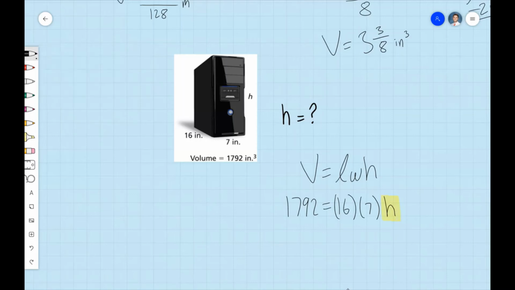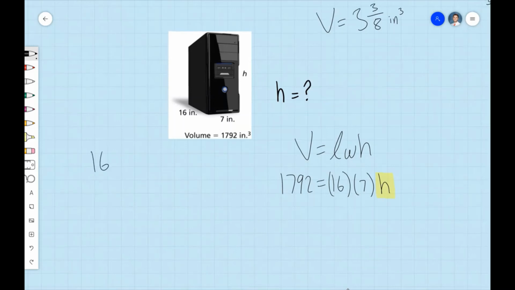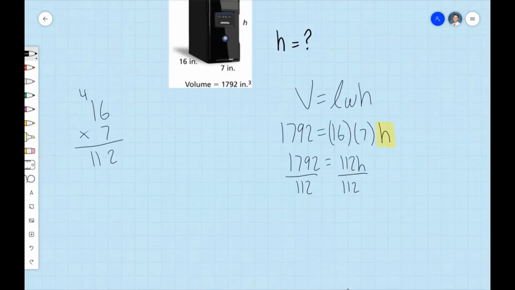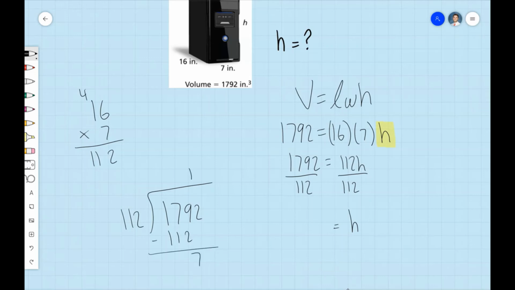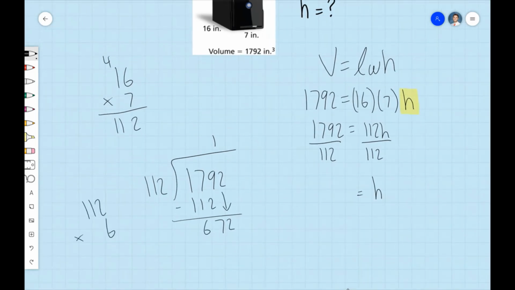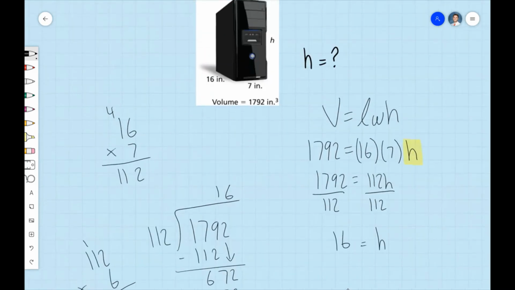So again, our goal is to isolate h so that we can solve. The first thing we can do is multiply 16 and 7 to simplify that. So 16 times 7 is 112. So now we know that 1,792 equals 112h. And in order to isolate h, we need to divide both sides by 112. That will give us h equals, and we need to solve here. So 112 goes into 179 once. And it'll go into 672 6 times. So we get 16. So our missing height here is 16 inches.